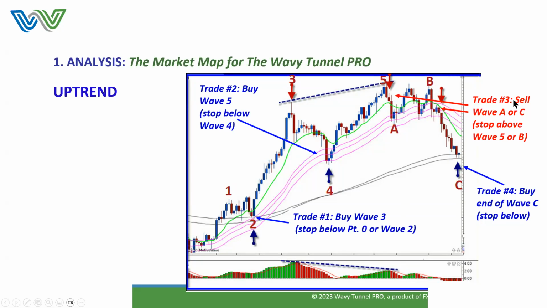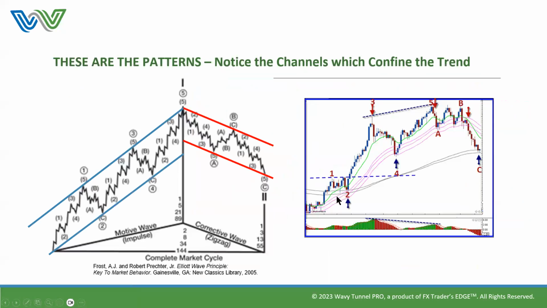So once this wave 5 completes, we have divergence. And then trade number 3 would be to sell the wave A or the wave C. So once we break down below here, and your stop is above wave 5 or wave B, depending on where you take it. And then finally, trade number 4 is buying the end of the wave C. Okay, and this is what I'm going to show you a lot of today. So this setup corresponds to the 8-wave market cycle.